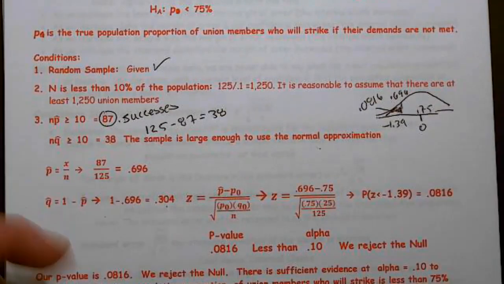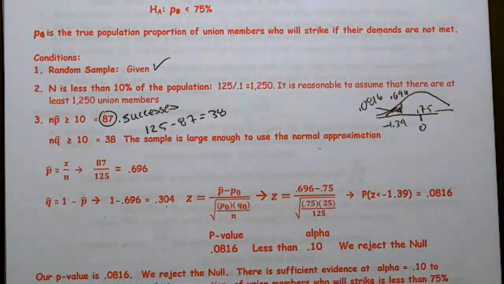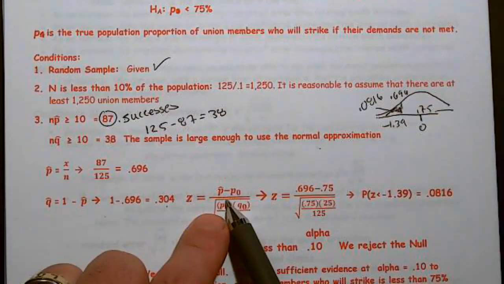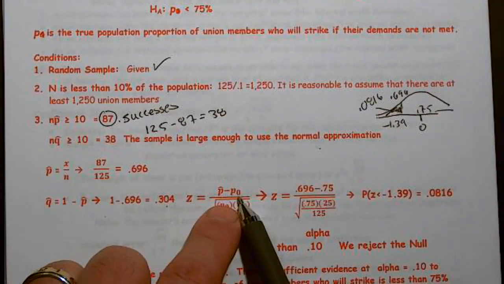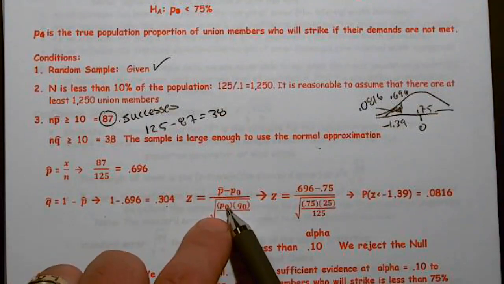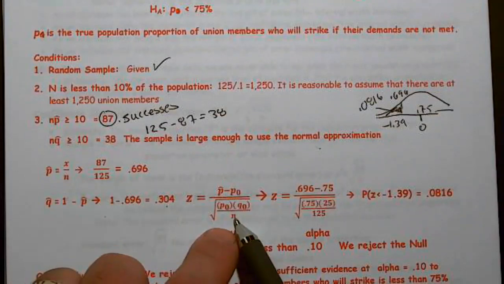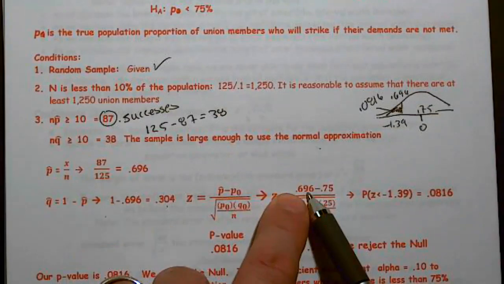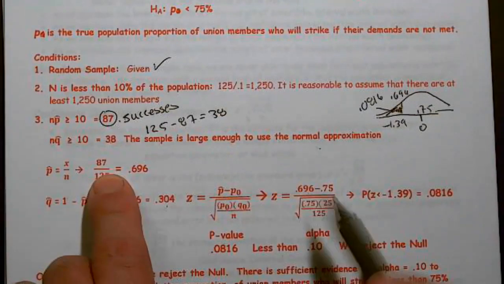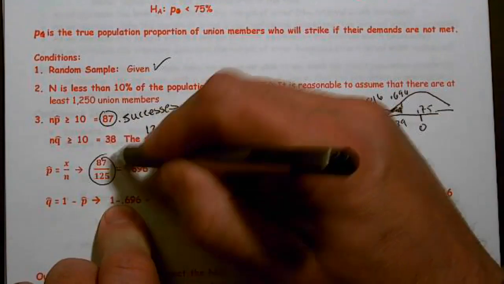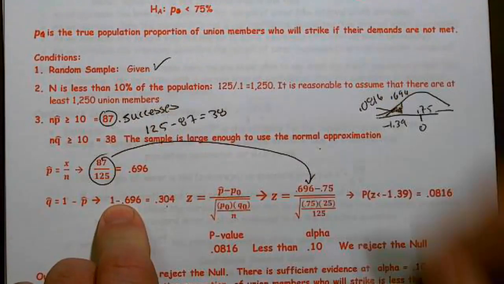Now, I didn't show my work. I didn't write down the formula. I need to go back and do that. Make sure you always do that. So p hat minus p, over the square root of p times 1 minus p over n. Well, p hat we calculated as 0.696. And remember, that's just the same as saying 87 over 125.